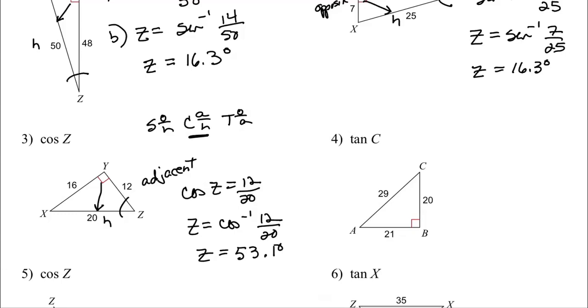So look at that. Make sure you're understanding how I'm getting what I'm getting. So you need to get your ratio first, and then once you have your ratio, then you get your angle.